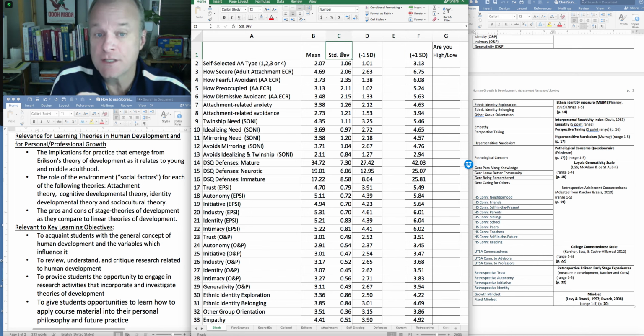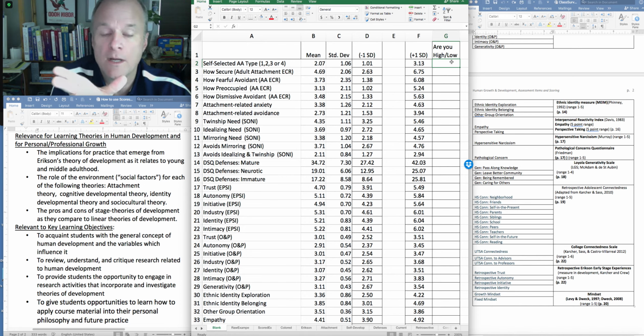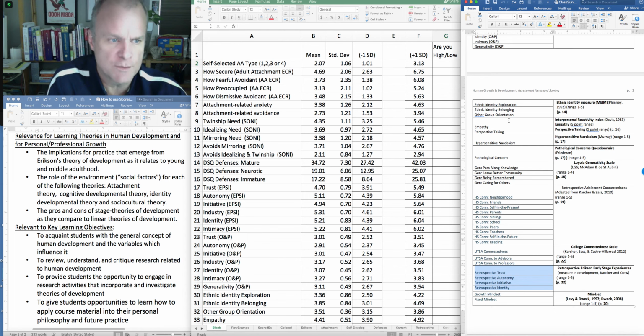You don't have to use it because I already computed what is the mean for the class minus a standard deviation, what is the mean for the class plus a standard deviation. So all you got to do is look at your number and say, is it lower than this or is it higher than this? And then you can put high or low here to indicate which ones are high or low. And then you can use that as a starting point to then come over to this list and look at those measures and say, is this a good measure for me based on the items and how you responded to them.